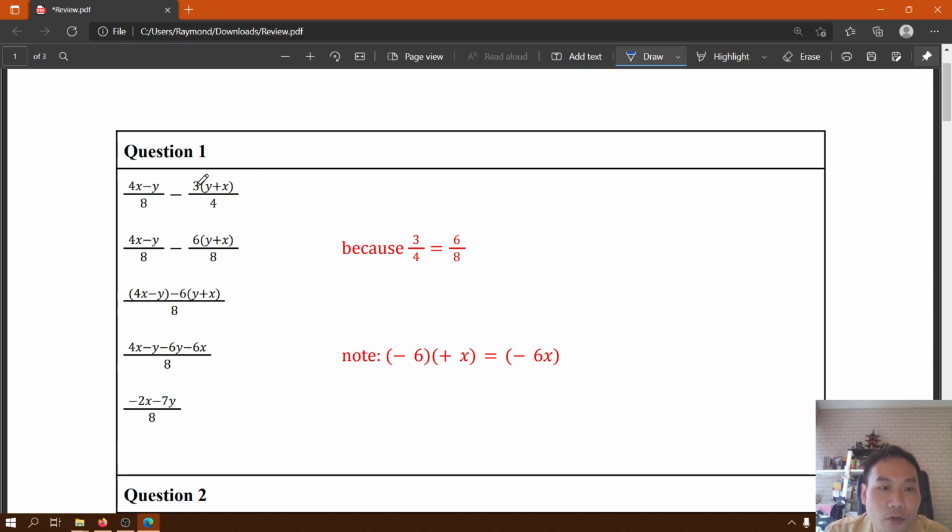We can see that over here we have 3 over 4, right? 3 over 4. So we know from the big ideas of equivalence that 3 over 4 is exactly the same in value as 6 over 8. They are equivalent, right? So if they are equivalent, we can rewrite 3 over 4 as 6 over 8. Perfect, right? So now the denominators are common. We can put them together in this manner.